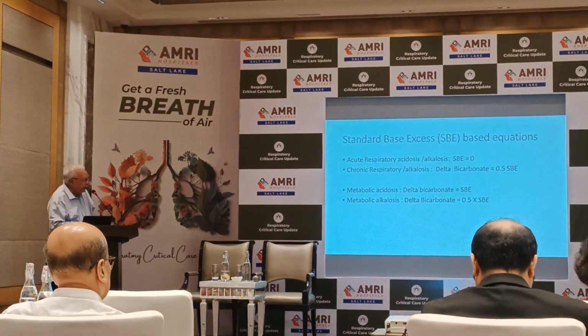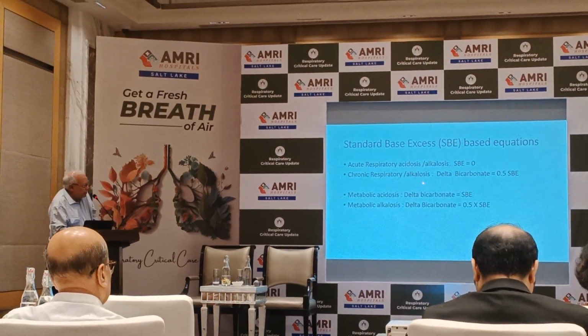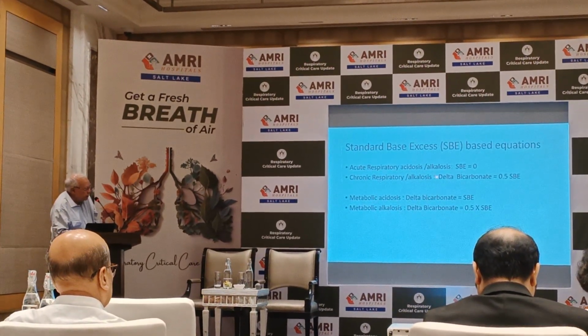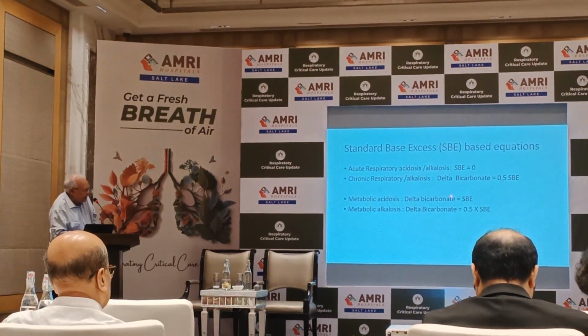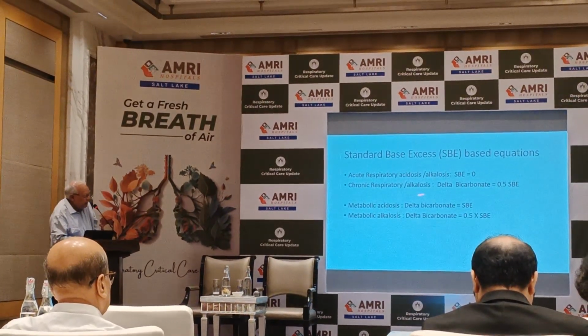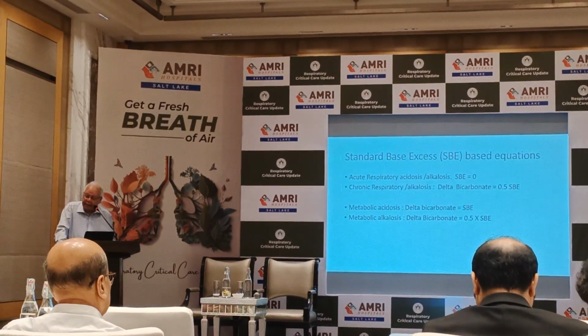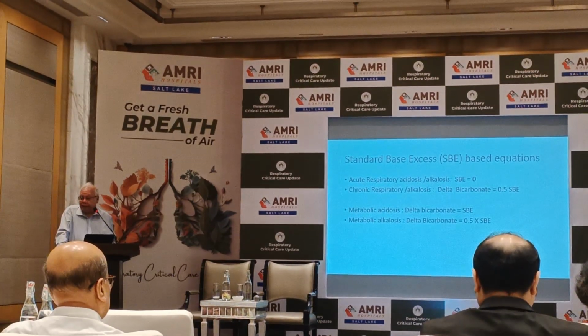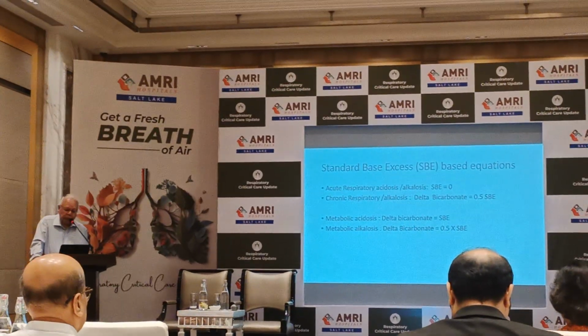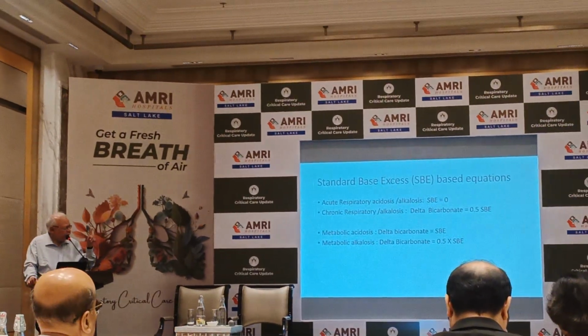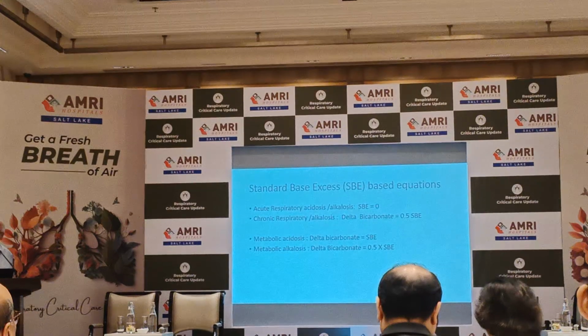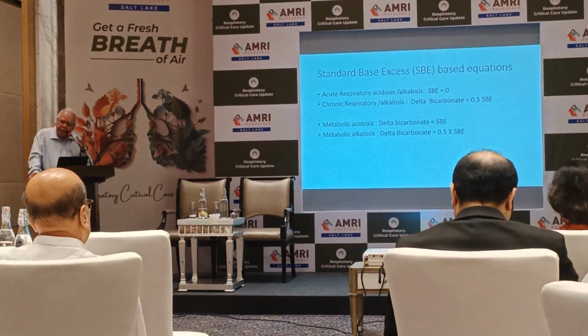If it is 14, so delta bicarb, instead of 24, it's 14. So delta is 10 and standard base excess is 10. That means it's simple metabolic. If it is not 10, then there is some hidden respiratory or metabolic alkalosis. So just by looking at base deficit or base excess, you will be able to know.